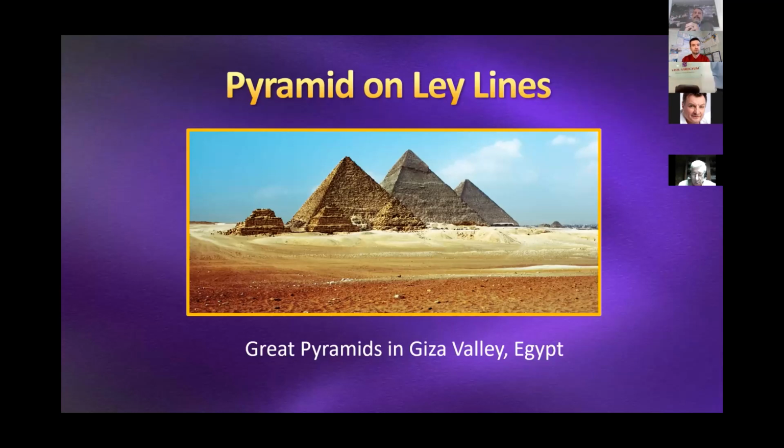So the pyramid is connecting power spots in the sky and other power spots on the land, and building with this a configuration of a planetary form.